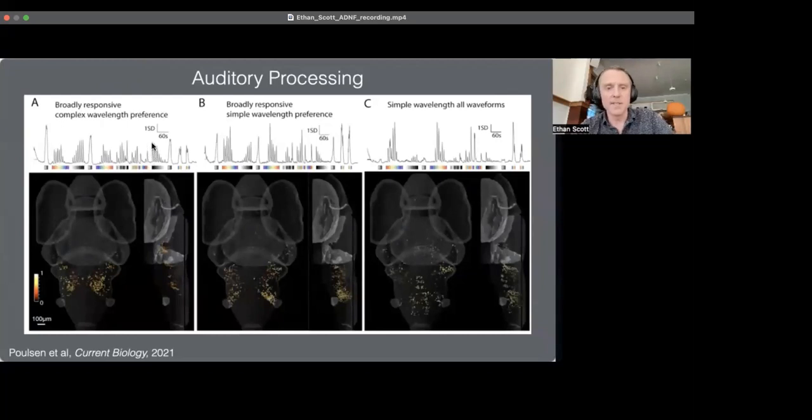The volume of this stimulus here is the same as the volumes of any of these stimuli here. She found broadly responsive cells that had the reciprocal preference for simple wavelengths, pure tones, where the responses to several pure tones were stronger than the responses that she saw to white noise. And then she saw some neurons that were virtually selective, virtually exclusive to pure tones.